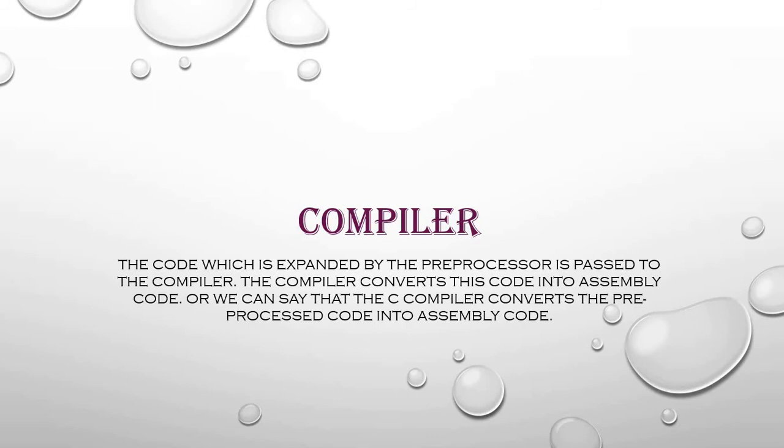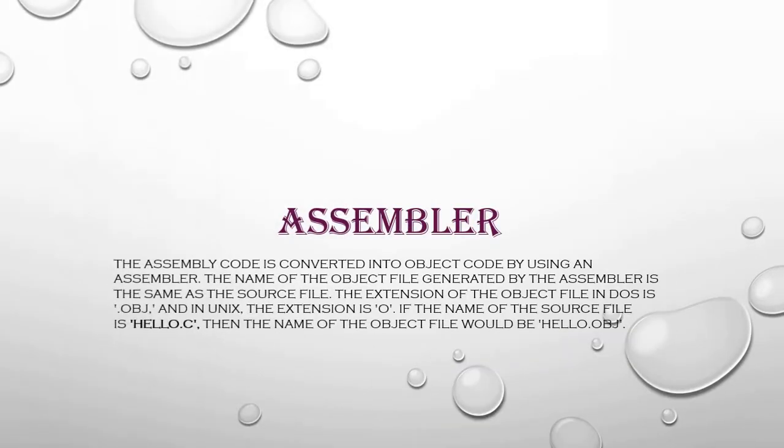So now we will move towards the next part, that is the compiler. This code which is expanded by the preprocessor is passed to the compiler. The compiler converts this code into assembly code, or we can say that the compiler converts preprocessor code into assembly code.